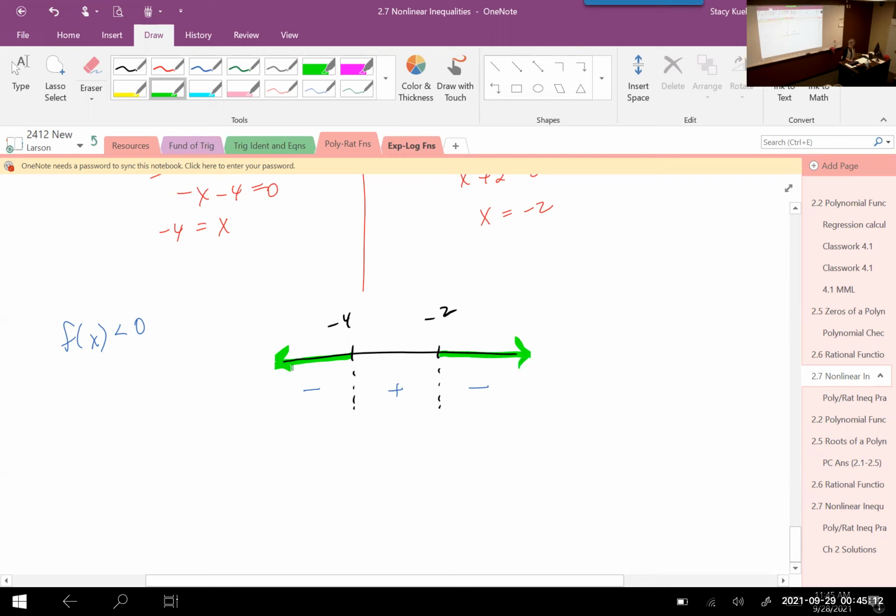Can I include negative 4? No. Why? Because the inequality symbol doesn't have the line under it. Even though it's an intercept, I can't include it because of the inequality symbol, right? And negative 2 is an asymptote anyway, so we wouldn't include it. So the solution set is just negative infinity to negative 4, union, negative 2 to infinity.